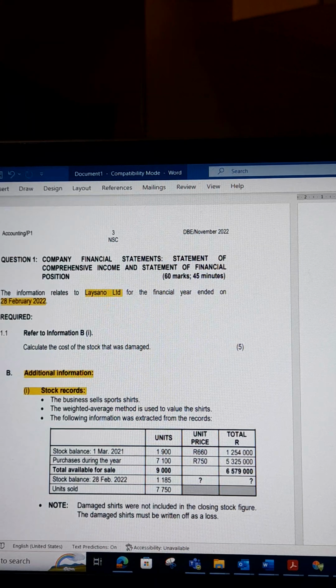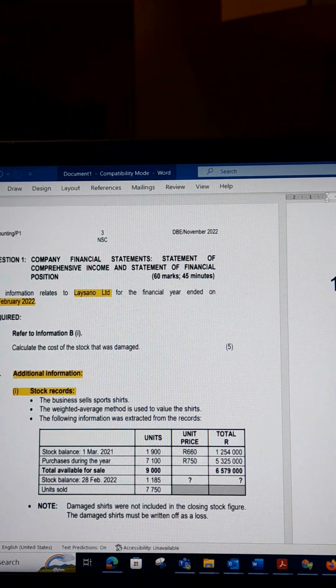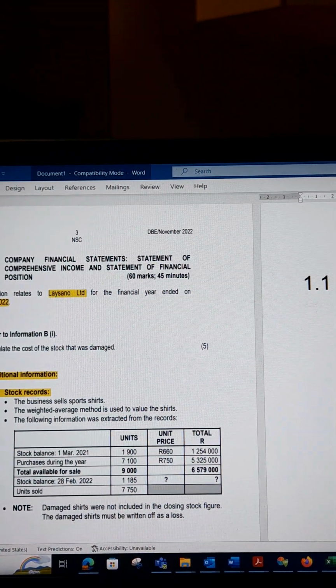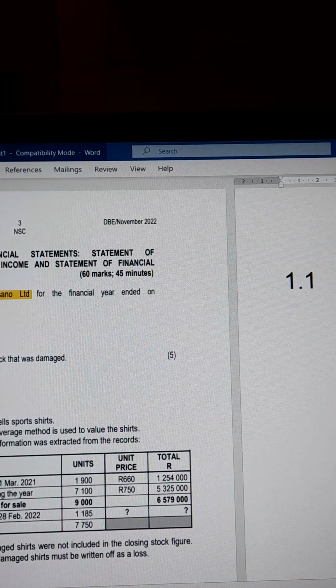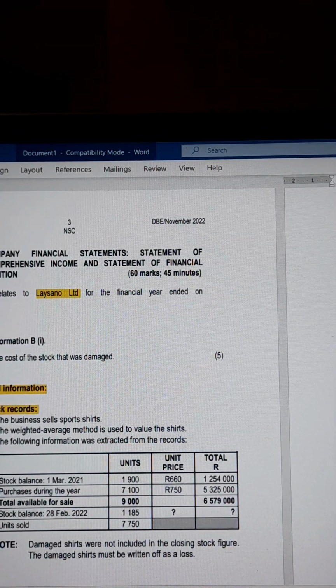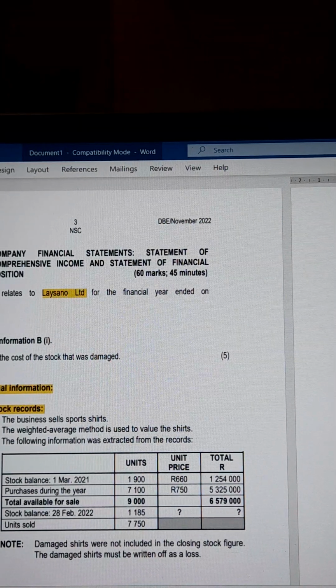After having the units, we need to calculate the weighted average price, because we're using WAM. We're going to say our opening balance in the monetary value, which will be the one on 1 March 2021, is 1,254,000 from that table, plus the ones that were purchased during the year, which is 5,325,000. We're not going to deduct anything, so it will give us the total available for sale, which is 6,579,000.